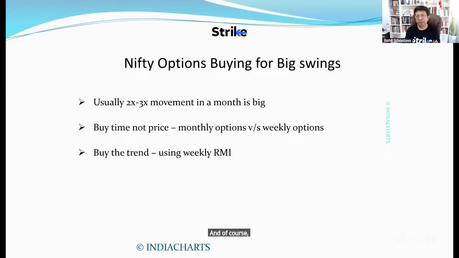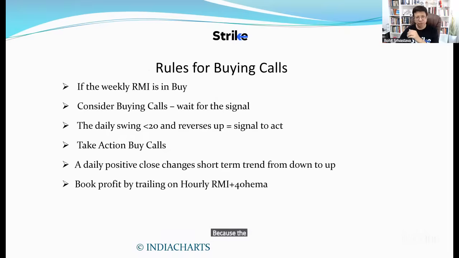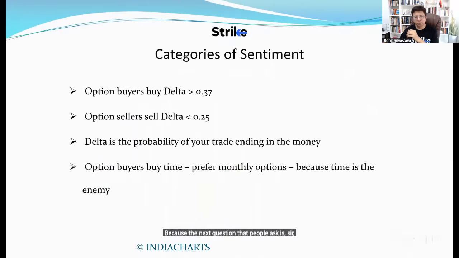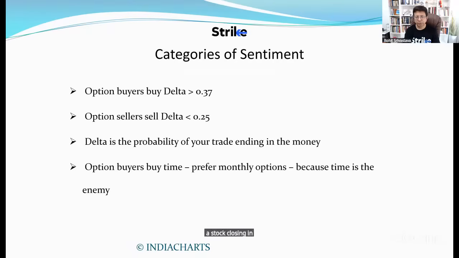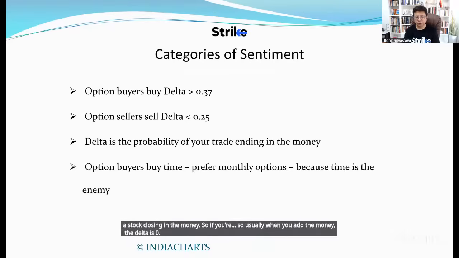And of course, the RMI is the filtration. And then there's one more part, because the next question that people ask is, sir, which strike do we buy? When the question comes up on which strike to buy or which strike to sell, we use delta, because delta is the probability of a stock closing in the money. Usually when you're at the money, the delta is 0.5. So there's a 50-50% chance the market can go up, the market can go down. You're buying a strike at the money.